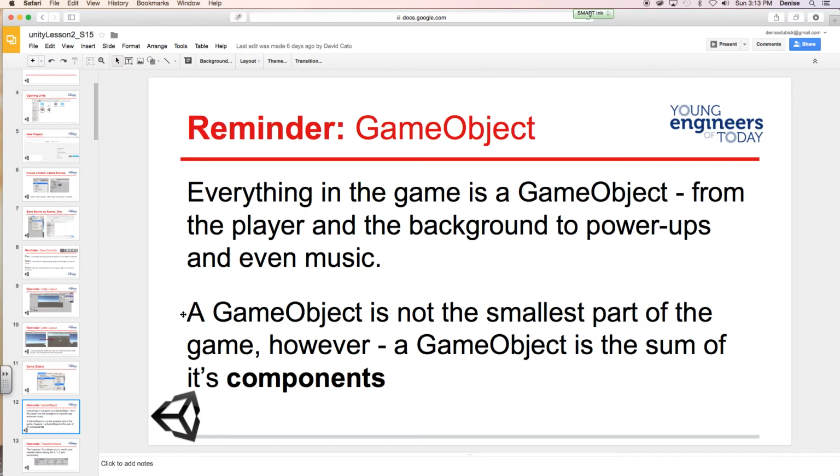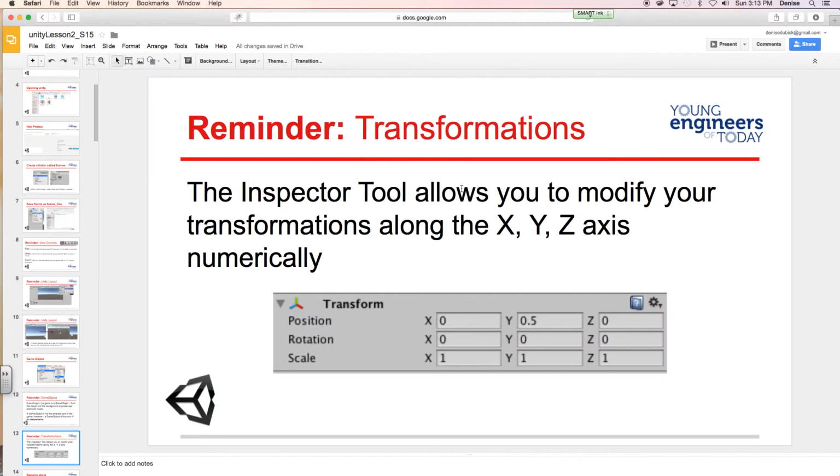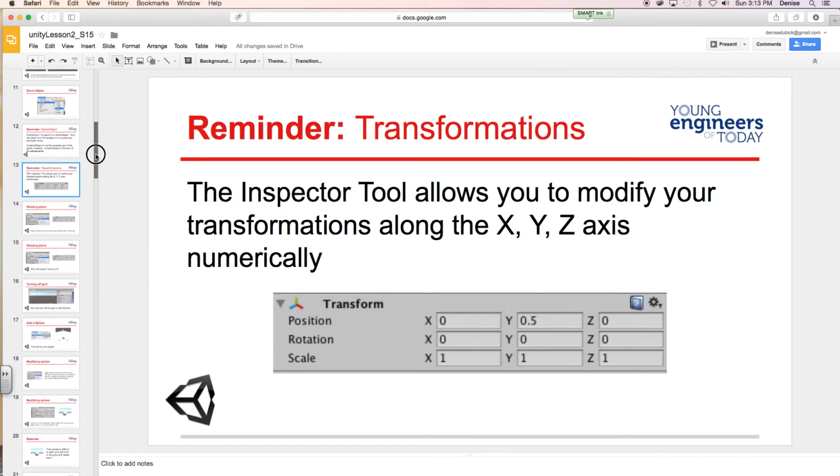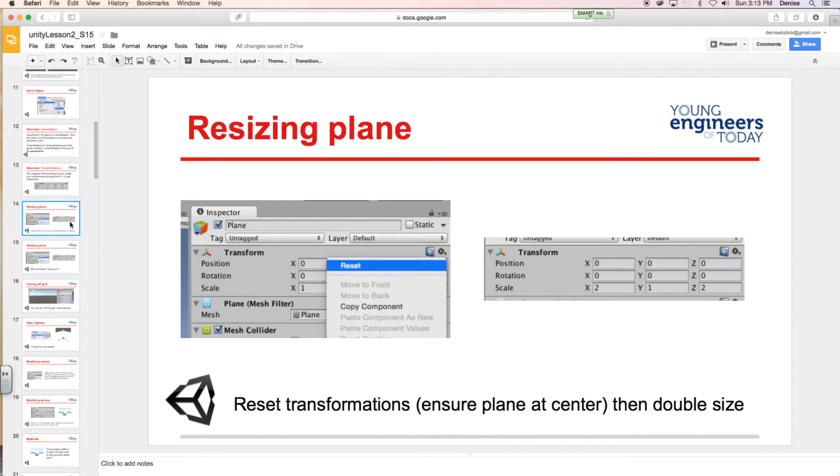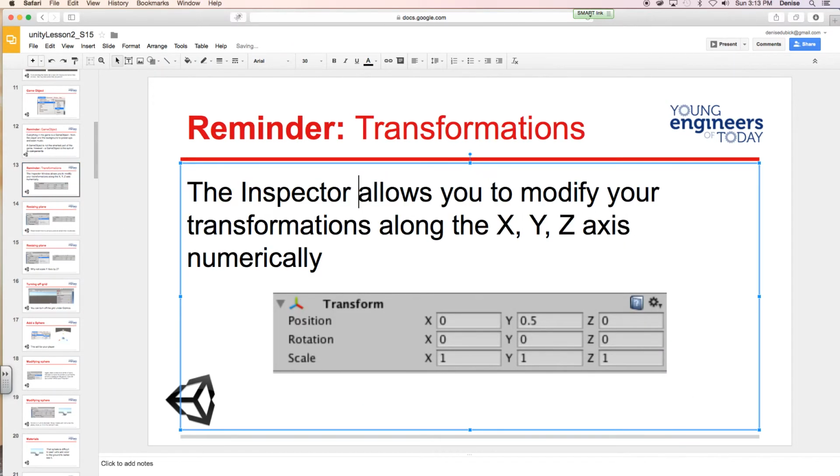As a reminder, everything in the game is a game object, from the player and the background music to power-ups. And every game object is composed of components. The inspector allows us to modify position, rotation, and scale. Inspector, I know it says tool, you really should say window here. Inspector window is very helpful. I'm just kidding, just call it the inspector.